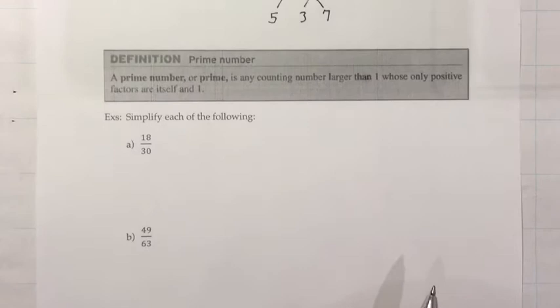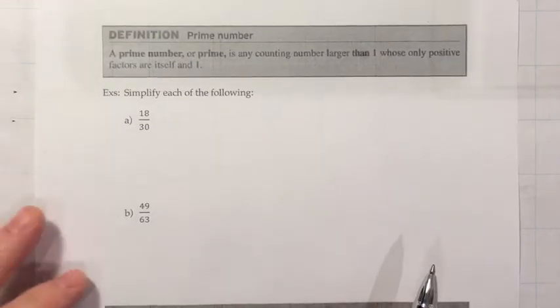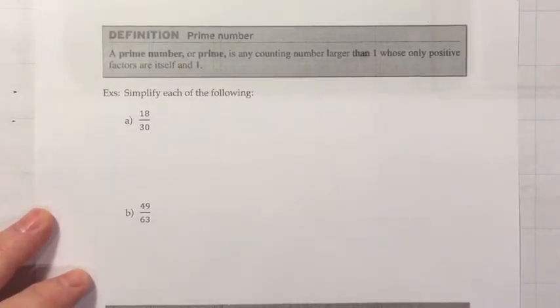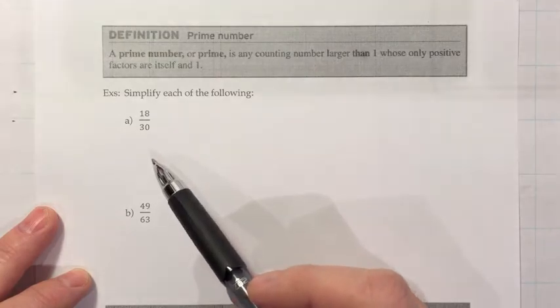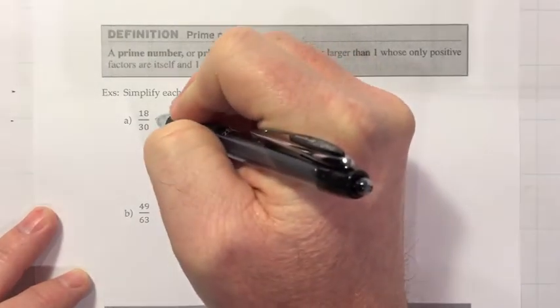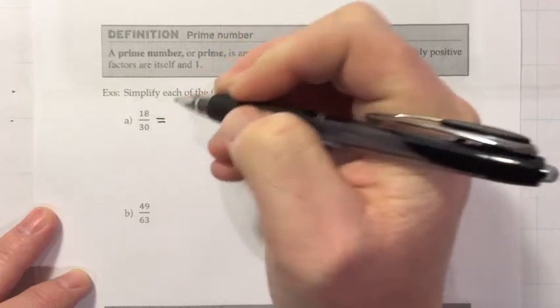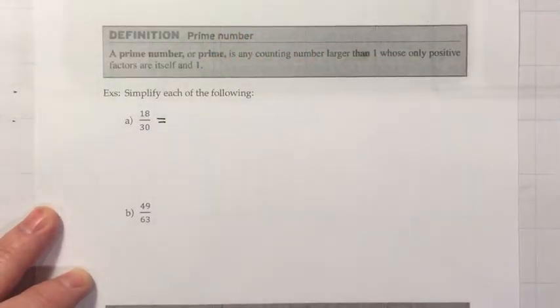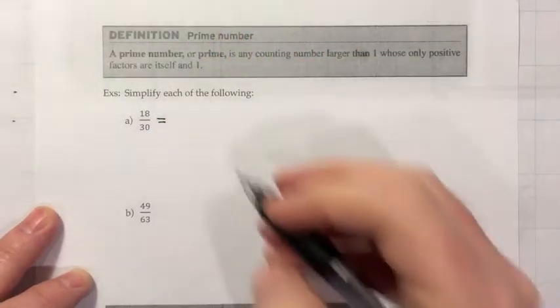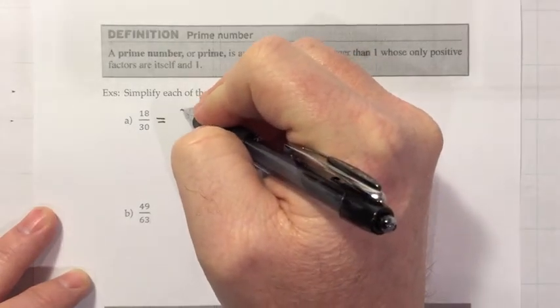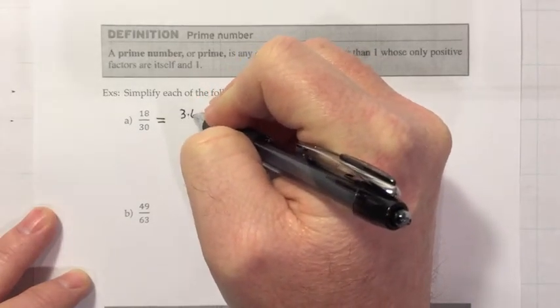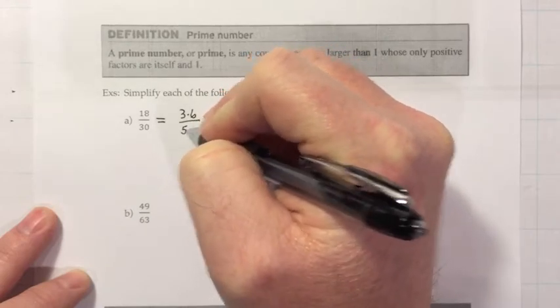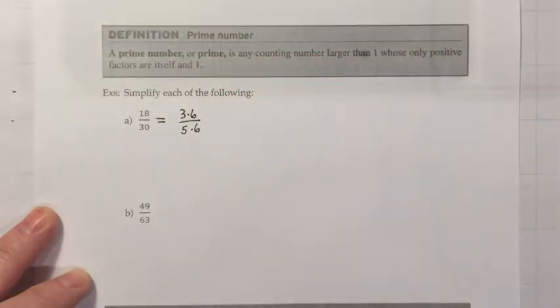They want us to simplify each of the following fractions, 18 over 30 and 49 over 63. So the key here is trying to think of a factor that the numerator and denominator have in common. And a lot of times you can just think of something. So I'm looking at the 18 and 30 and I'm thinking mentally, what's the number that goes into both of these? And I'm thinking of 6. So I'm going to write the numerator as 3 times 6 and the denominator as 5 times 6, so that I'm kind of revealing that common factor that I thought of.